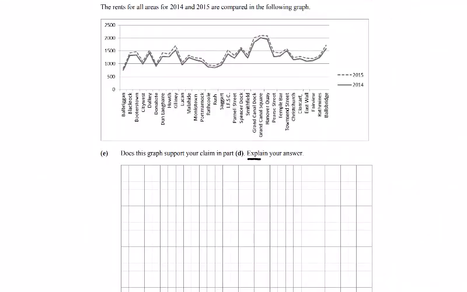Part E, like some of these statistics questions can be really easy. Does this graph support our claim that the rents are going up? And we have the 2014 solid line and the dotted line for 2015. So we can clearly see here the dotted line pretty much all points is above. Maybe it's kind of equal there, but it is above, so yes, it does support our claim. And then explain why. The dotted line is clearly above the solid line, showing an increase in rent from 2014 to 2015.